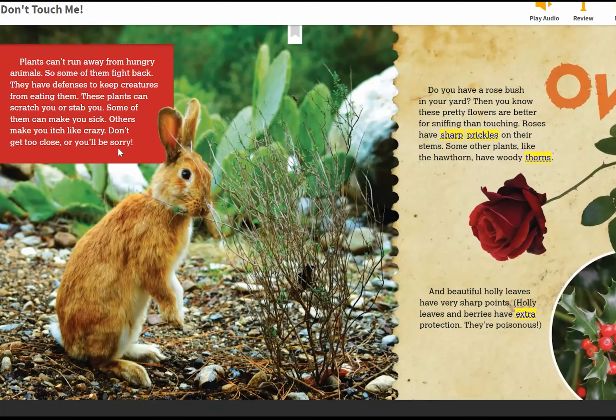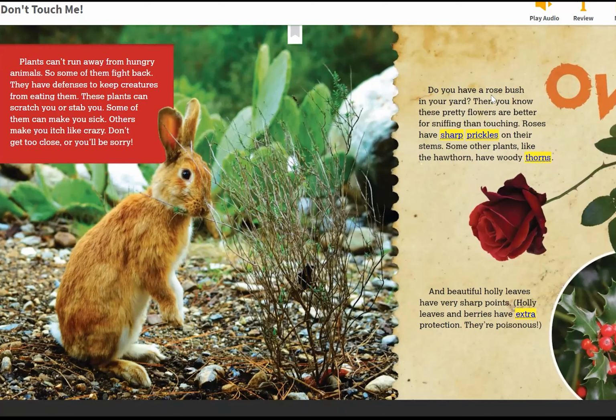Wow. So I think what I was thinking about the text, it's really starting to make sense now. Here, the author is telling me that some plants can make me sick, can make me itch, right? Can be dangerous to me, or animals. So let's read on to see how this actually happens.